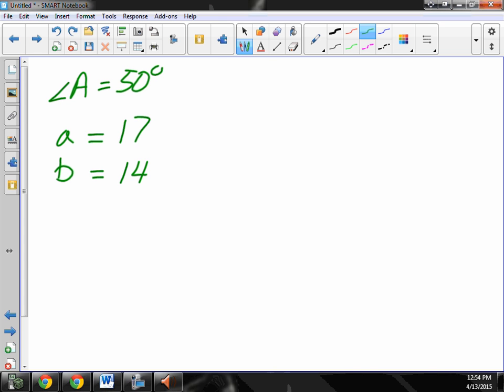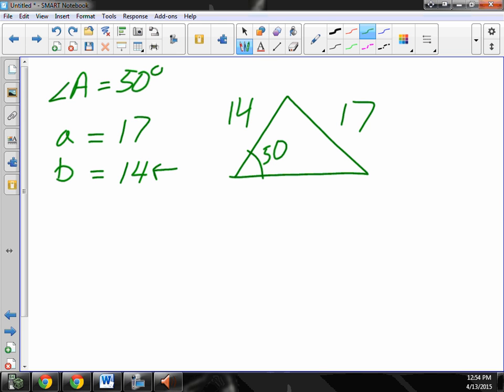So it's either 0, 1, or 2. Let's check. Let's draw the picture. Okay, we'll call this A, 50. Where do you want to put the 14? This one? 14, okay. So where does the 17 go? How many triangles fit that? Just one. There's only one possibility. Because can this 17 be moved over and hit it again?